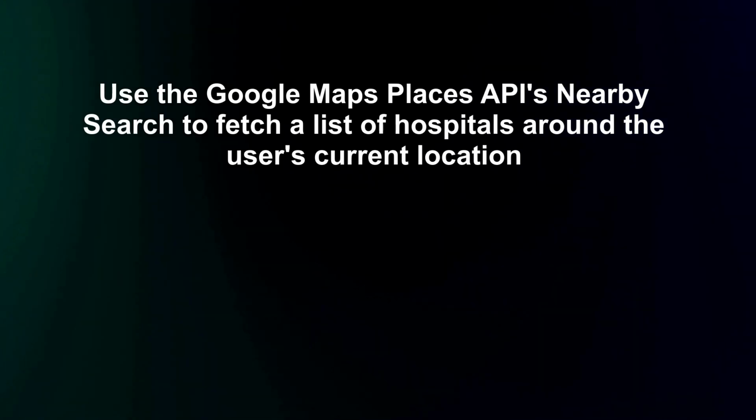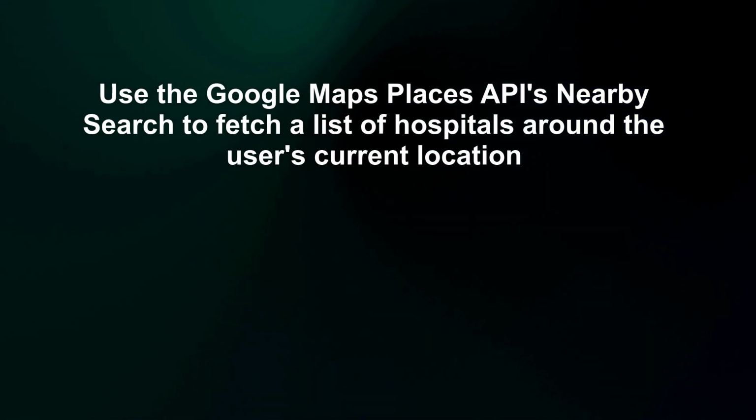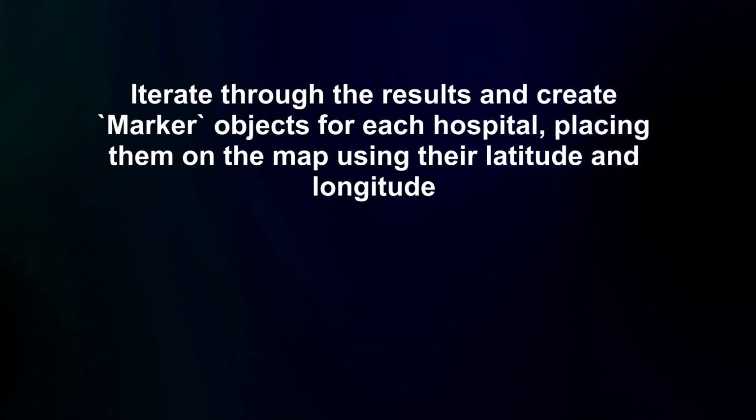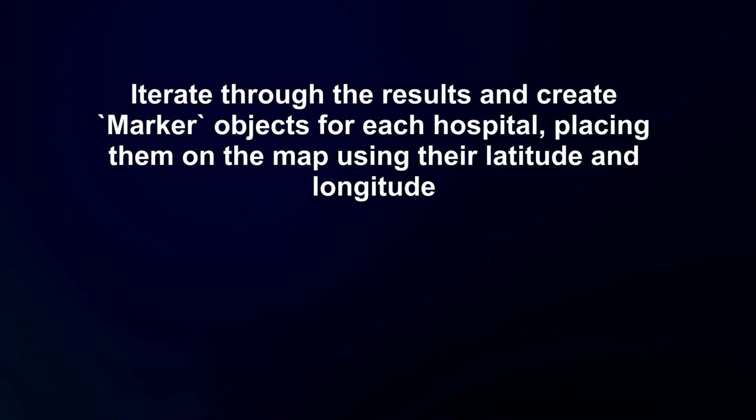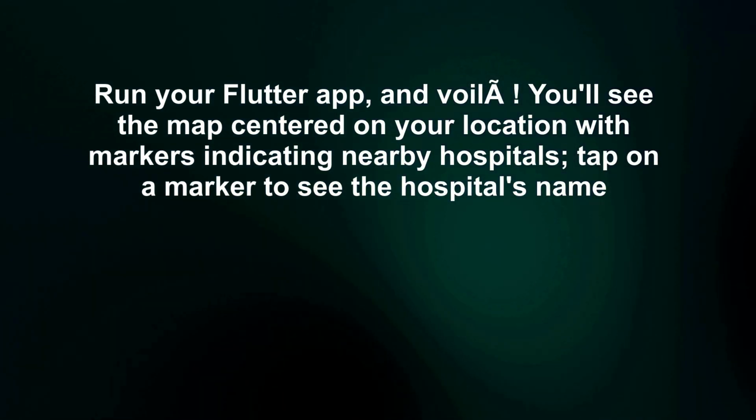Use the Google Maps Places API's nearby search to fetch a list of hospitals around the user's current location. Iterate through the results and create marker objects for each hospital, placing them on the map using their latitude and longitude. Run your Flutter app, and voila!